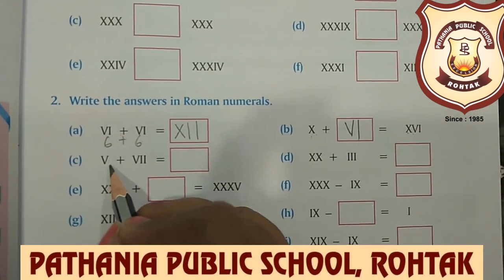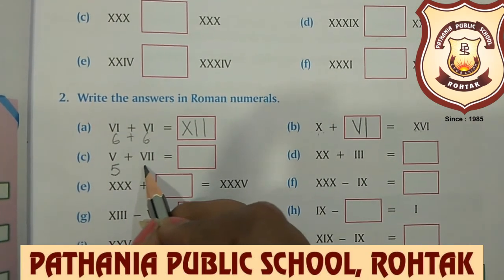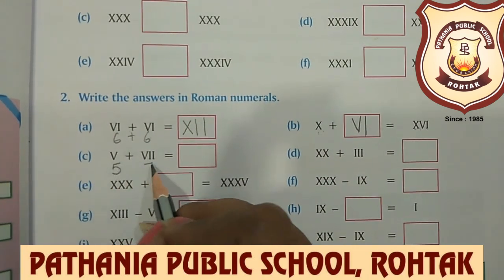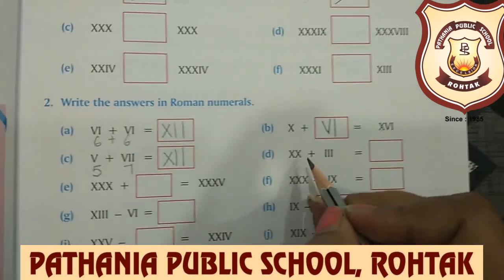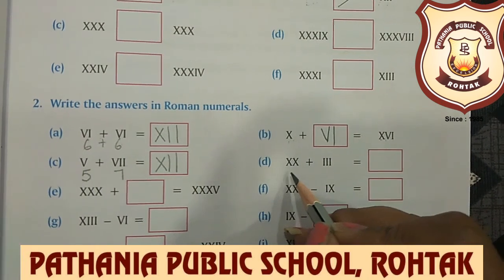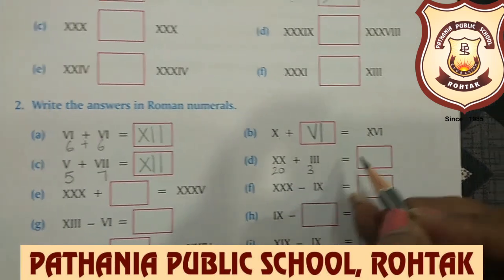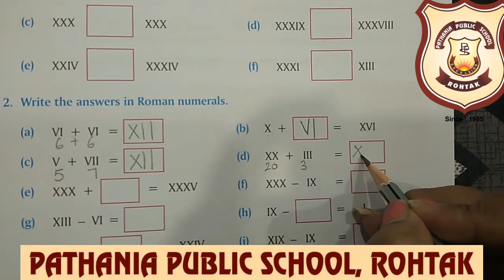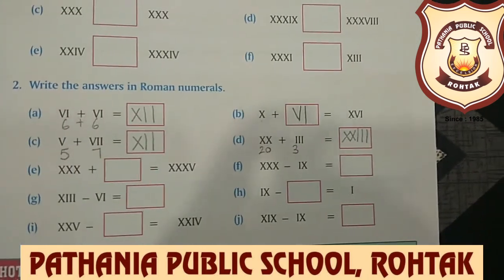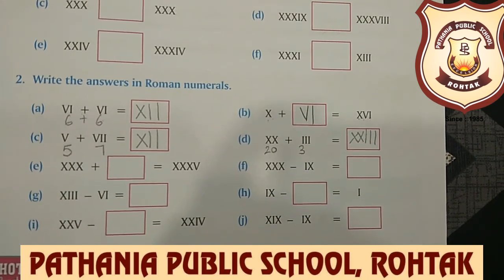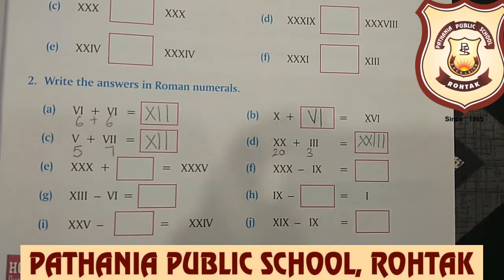Now next is V plus VII. V means 5 and VII means 7. Again 5 plus 7 is 12. So we will write here 12. Now in D part beta, it is XX and I is 3. 20 plus 3 is 23. So here we will write XXIII, which is 23. Now beta, E, F, G, H, I and J part of question number 2 you will do yourself.